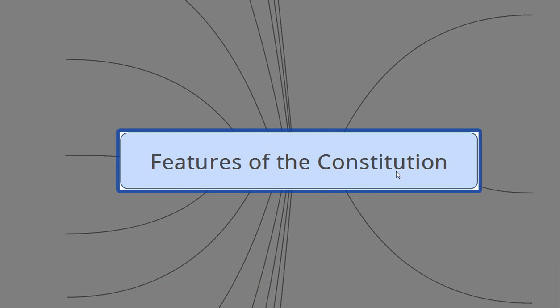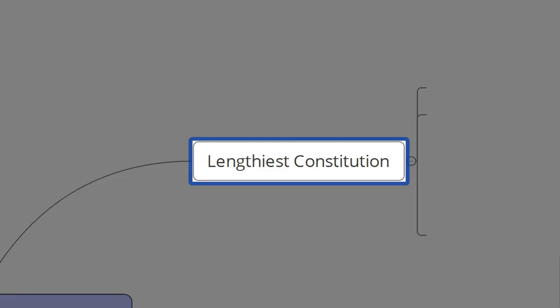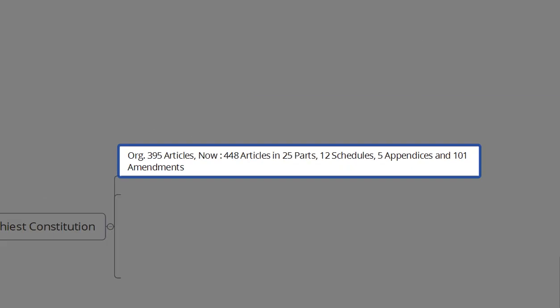So in this video, let's see about the salient features of the Indian Constitution. The first and foremost feature of our Indian Constitution is that it is the lengthiest. Originally, our Constitution had 395 articles, but now it has 448 articles, organized into 25 parts, 12 schedules, with 5 appendices, and as of January 2017, it has 101 amendments.